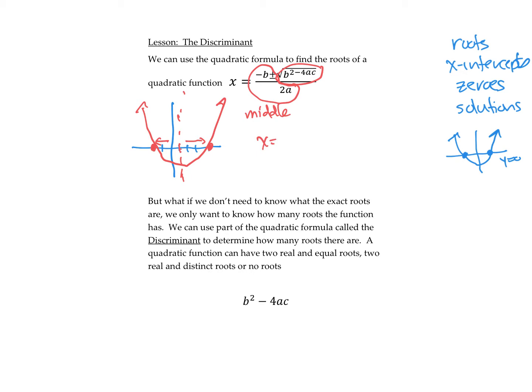So sometimes you can use a shortcut for finding the vertex by saying, well, the x-coordinate of the vertex, right, our vertex is here, would be found at negative b over 2a. That would be the x-coordinate of the vertex, and then we go plus the square root of b squared minus 4ac to the right, minus the square root of b squared minus 4ac to the left.